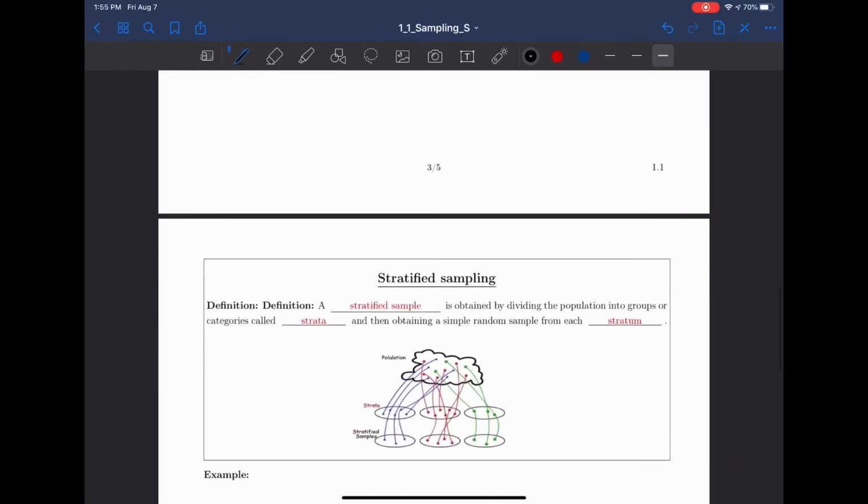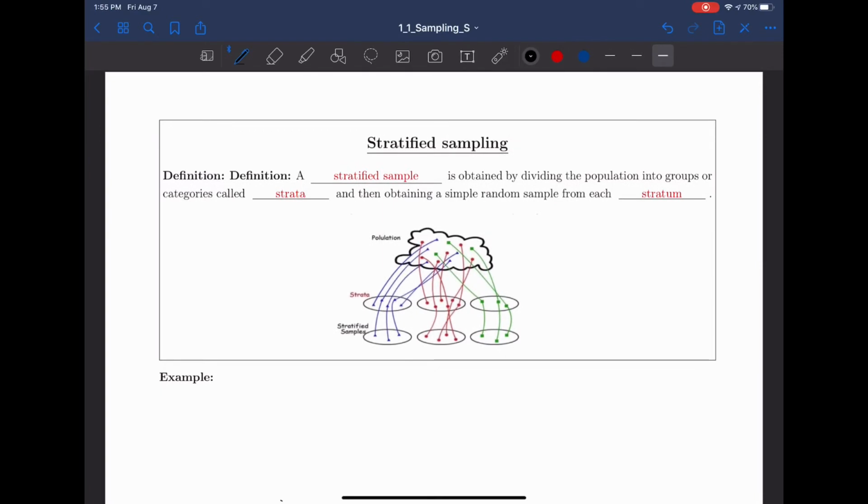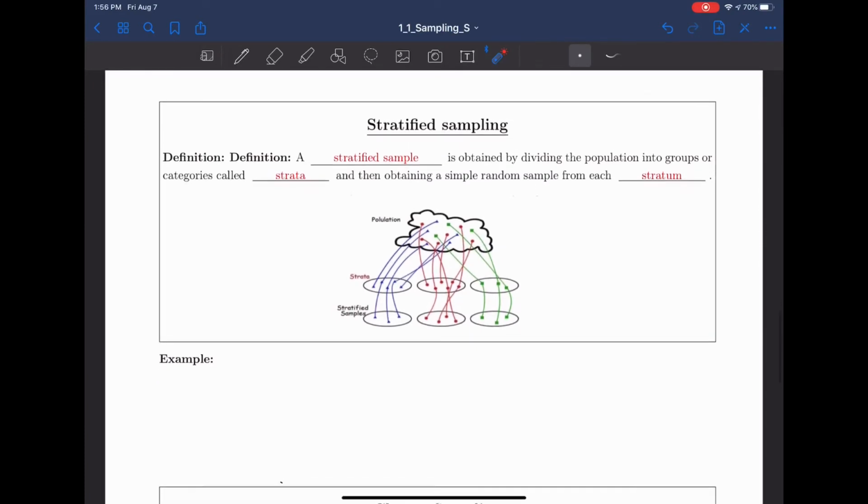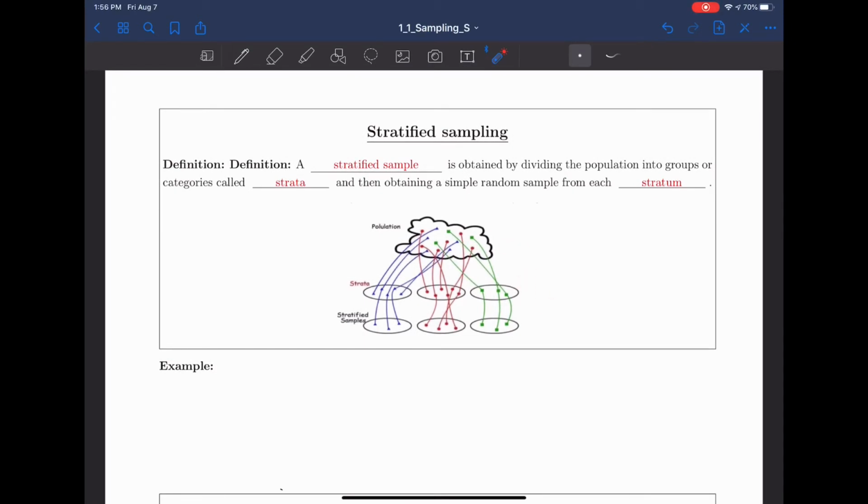Okay, so the next sampling is called stratified sampling. So our idea here is that we have some layers. So we have a population and we actually group them into categories and we call them strata. So once you have all these strata, we do a simple random sample as an extra layer, and then these individuals will be in our sample. So we have 3 layers here.